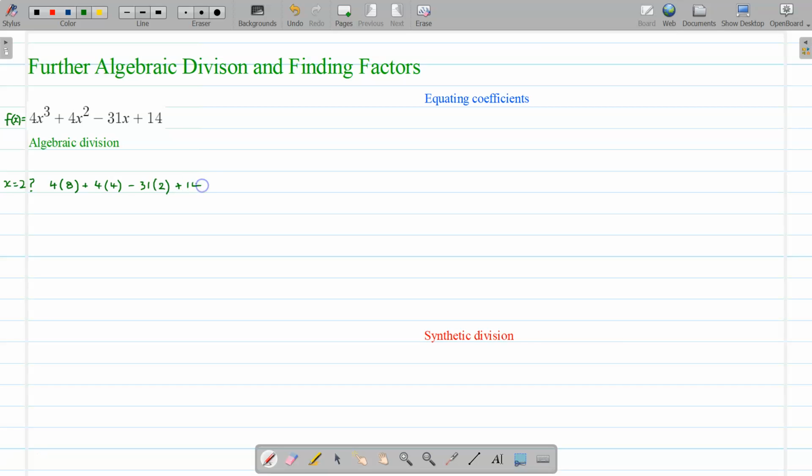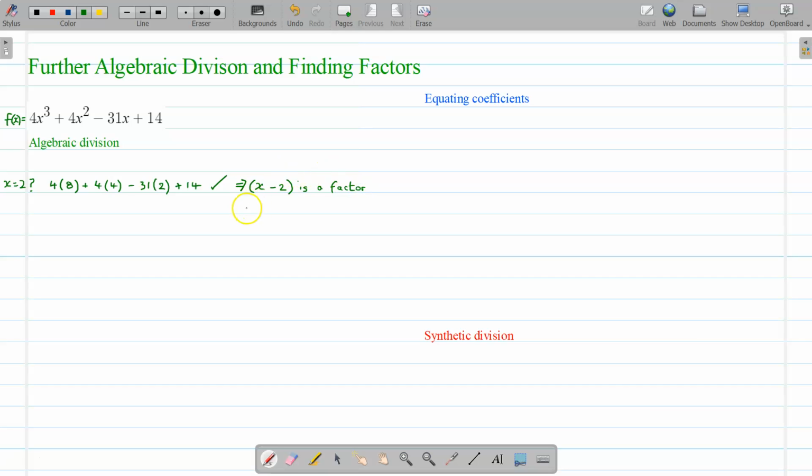It looks about right. And when we check it out, we've got 32 plus 16, that's 48. If you take away 62, that would take you to negative 14. Plus 14 is 0. So it works. And that implies that x minus 2 is a factor of that. So that's the starting point, finding one of the factors.